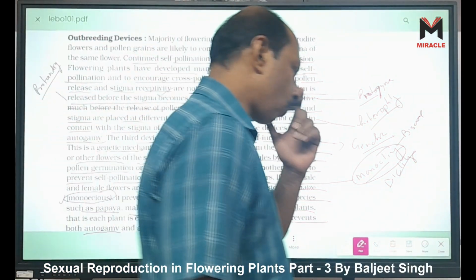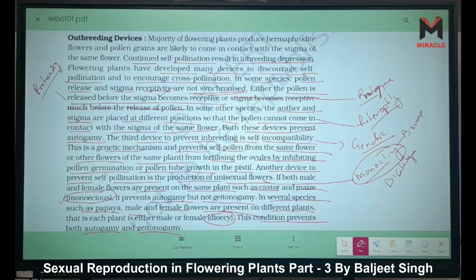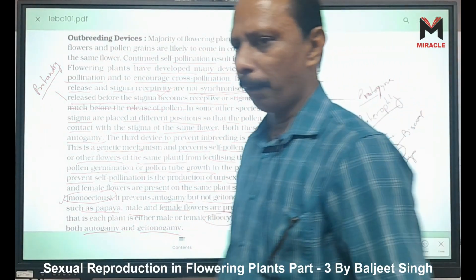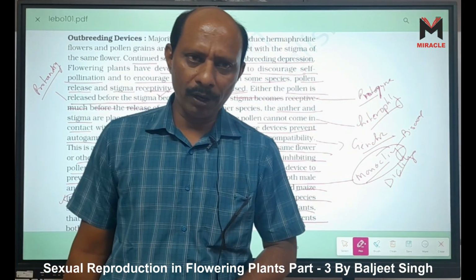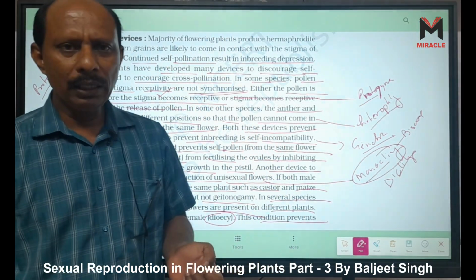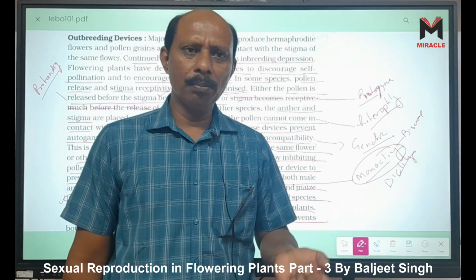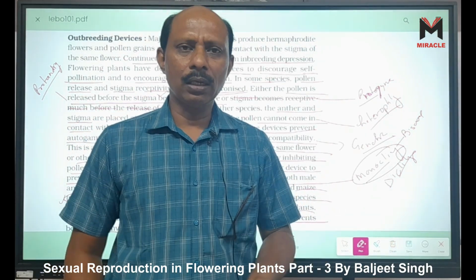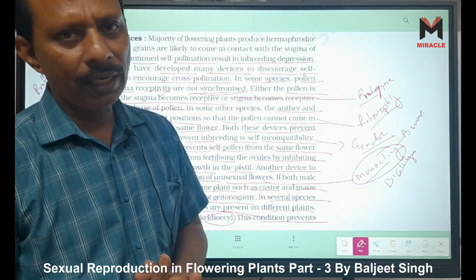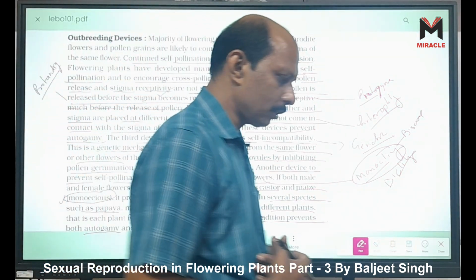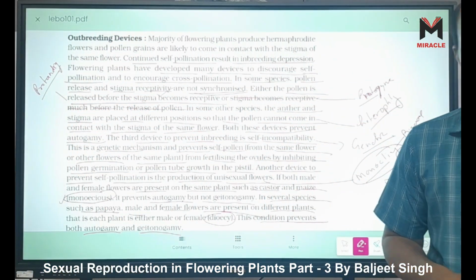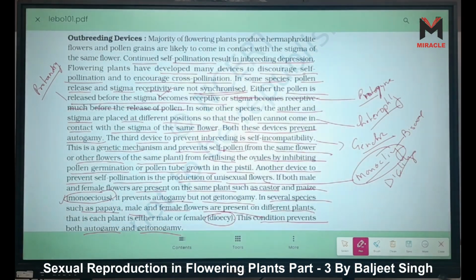Autogamy, geitonogamy, we already read this. Autogamy means what? Totally self-pollination, genetically as well as functionally, they are self-pollination. Geitonogamy is genetically self-pollination, but functionally it is cross-pollination because it needs a pollinating agent, right? And the third is xenogamy. It is genetically as well as functionally cross-pollination, right?